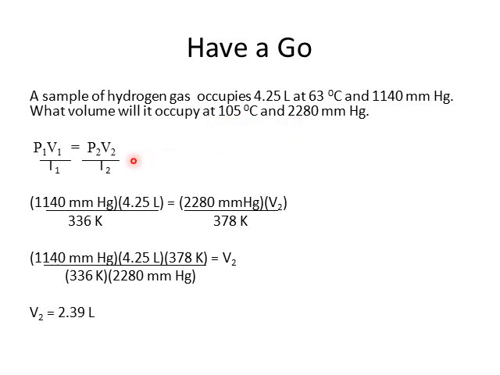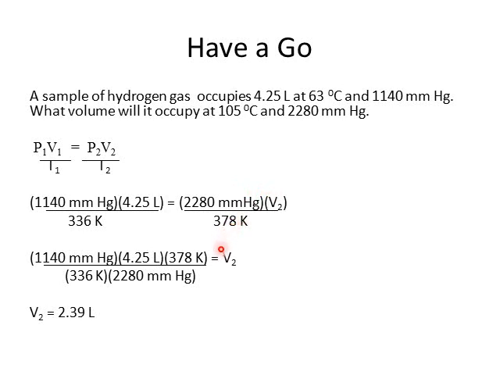And I'm going to fill them into this equation, which is P1 V1 over T1 is equal to P2 V2 over T2. So there's my pressure 1, there is my volume 1, and there's my temperature 1, which is 63 degrees added to 273 to bring it to the Kelvin scale of 336 Kelvin. There's my pressure 2, the volume that I'm looking for, and my temperature 2.